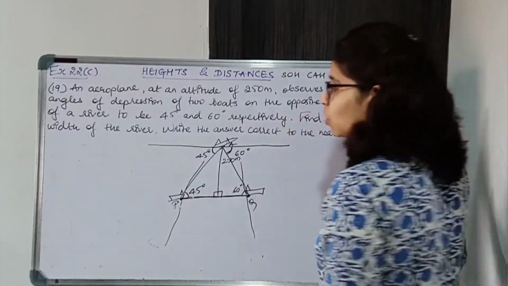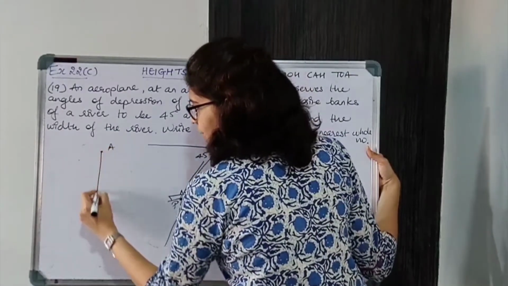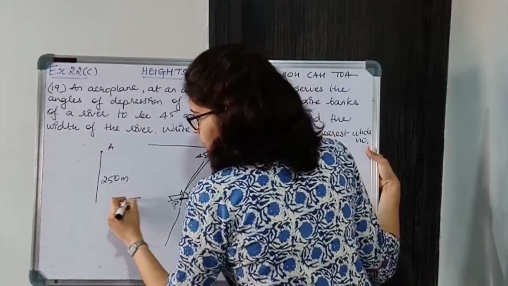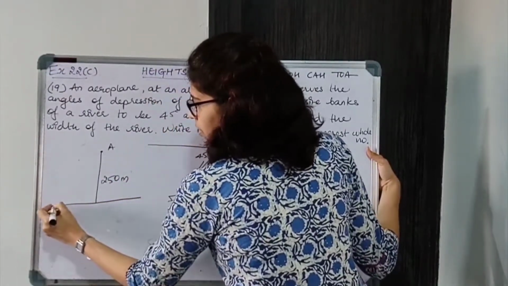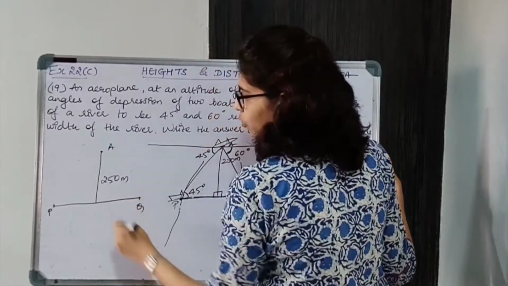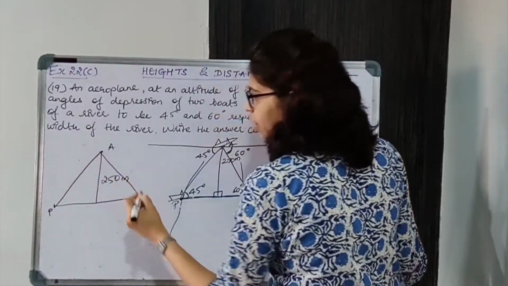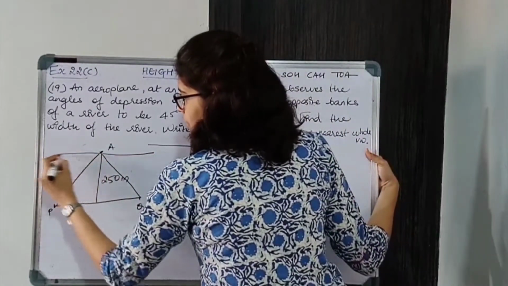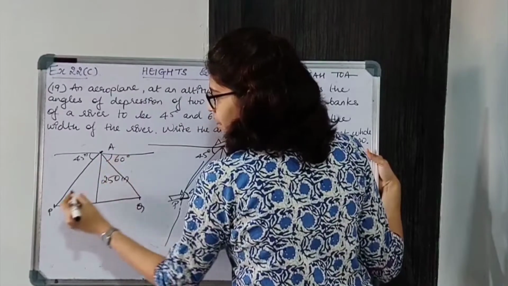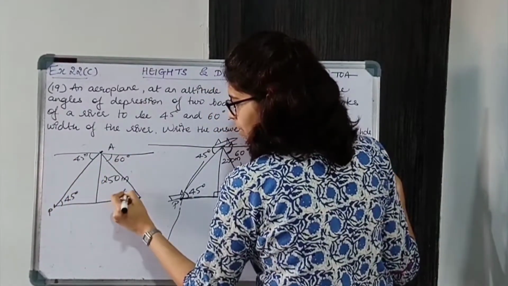What will a simple diagram look like? There is an aeroplane at point A. It is at the altitude of 250 meters. Now at point P there is one boat. At point Q there is another boat. We are observing P and Q. Angle of depression 45, angle of depression 60. Angle of elevation 45, angle of elevation 60.